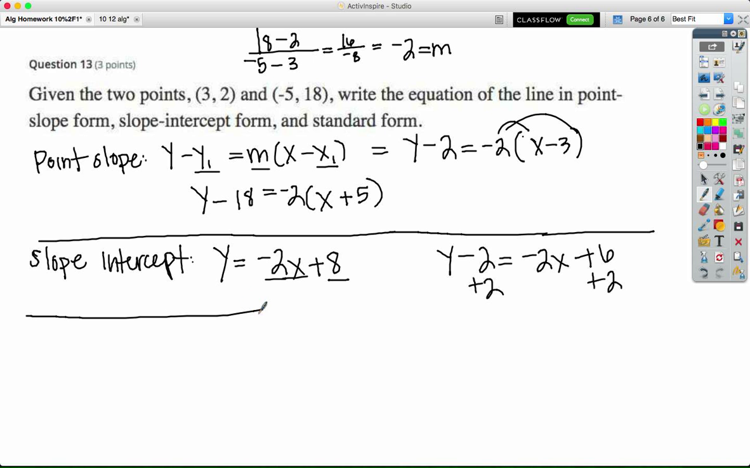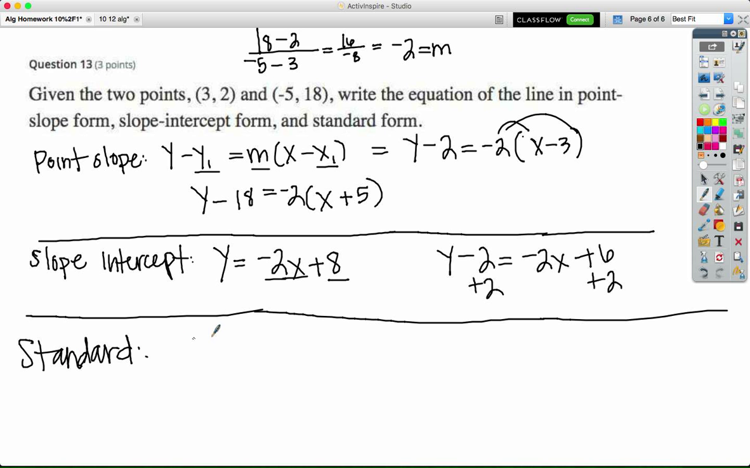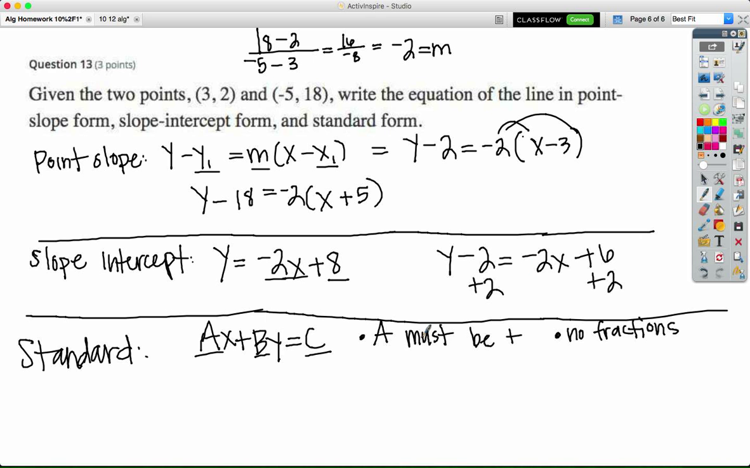And then the last type that you were asked to convert it to is standard form. We saw that standard form's formula is ax plus by equals c. A and b are just the coefficients of the x and y term. C is just the constant. And we learned there were two rules, that a, the number in front of x, has to be positive. And then we also learned that we cannot have fractions, so there's no fractions in standard form. So luckily this time we don't have any fractions, so there's nothing to worry about.